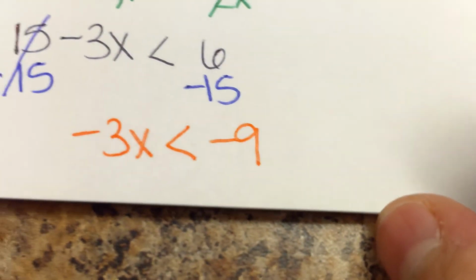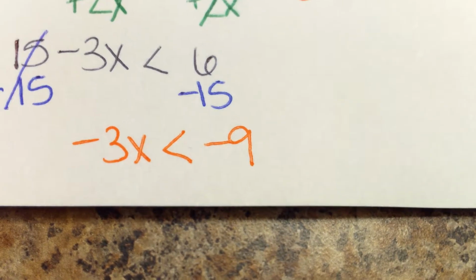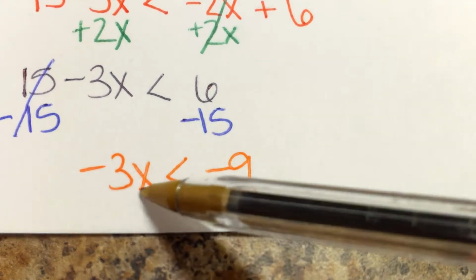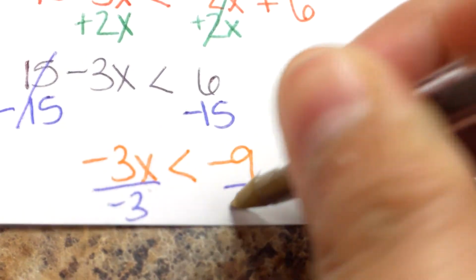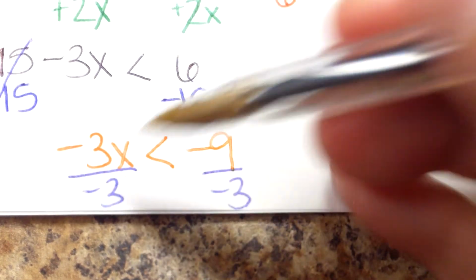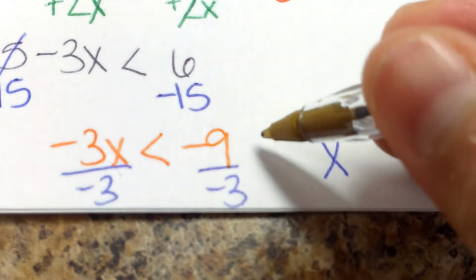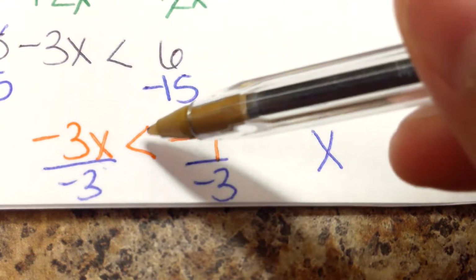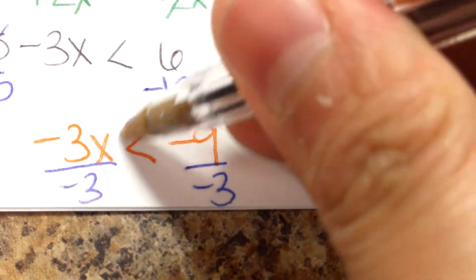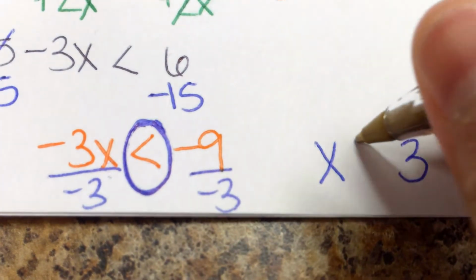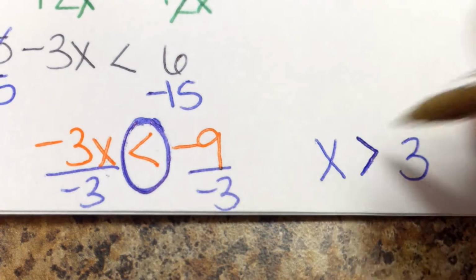We are almost done. We need to solve for x, so we need to get rid of that -3. We need to make it a +1, so we divide by -3 to both sides. Now here I'm left with +1x. -9 divided by -3 is +3. Now, since I divided by a negative, I do need to flip the symbol. This symbol is now going to be flipped. So now it's x is greater than 3.